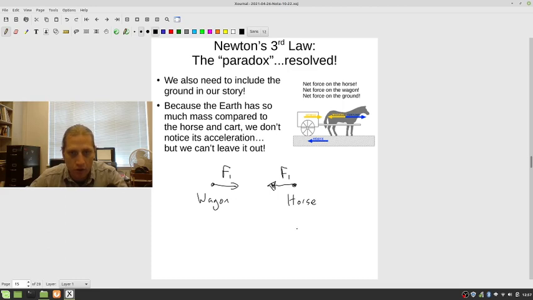And then the horse is pushing off of the earth, so the horse is pushing on the earth. Let's call that F2. So what do we have? The net force on the wagon in the x direction is just the force from the horse. The net force on the horse is the force of the earth minus the force of the wagon. But it's still a net force in the forward direction.